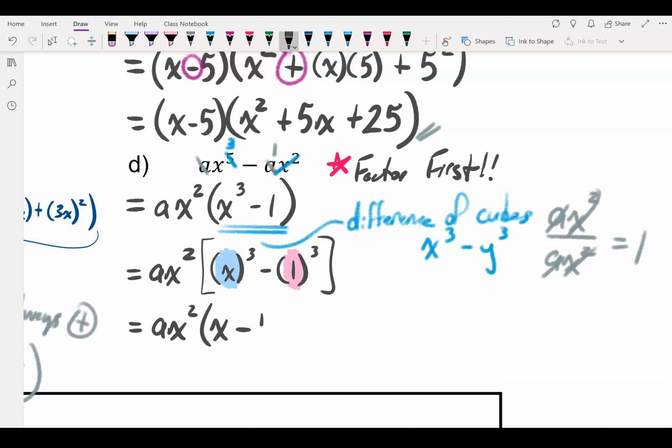X minus y. X squared, plus x times 1, which is x, plus y squared, which is 1 squared. That's done. There's nothing else to do.